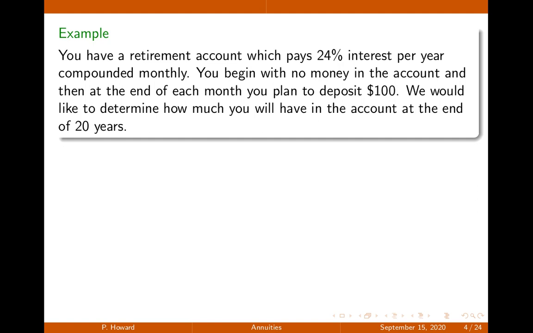Here's an example to get some idea of what's going on. Let's assume you have a retirement account that pays 24% annual interest, compounded monthly. I know the 24% is unreasonably high, but it makes the numbers easier to deal with for this first example. We're assuming you begin with no money in the account, and that at the end of each month you plan to deposit $100. What we would like to know is how much money you will have at the end of 20 years.